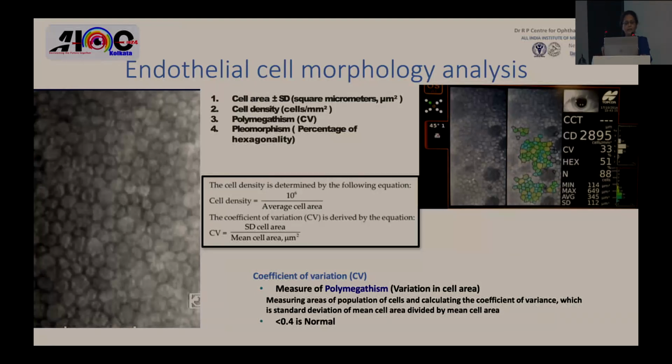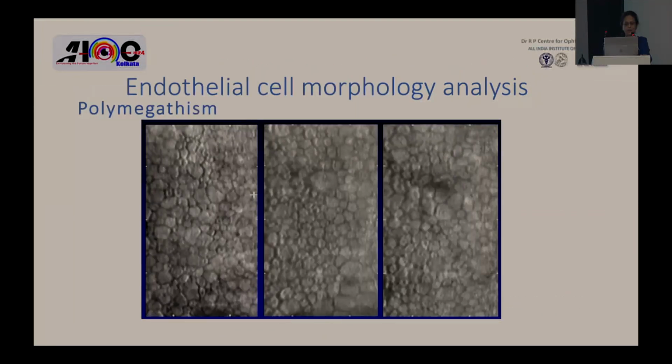And the software itself images and then will tell you the number of cells being imaged per millimeter square here. It tells you what is polymegathism, which means what percentage of the cells are varying in size, how many cells are larger here, and pleomorphism, variation in shape. So the variation in size and the variation in shape are picked up by the imaging, and that's what you would look at when you're doing a qualitative analysis of the endothelial cells.